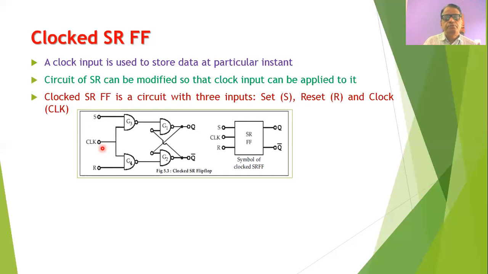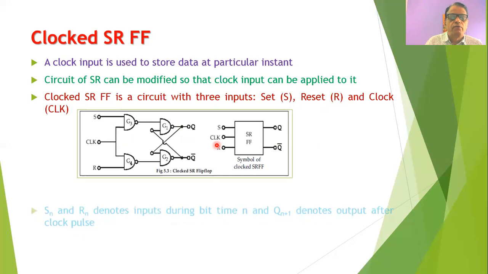So this is the circuit for the clocked SR flip-flop, where one can easily observe that the clock input is applied to the gates G3 and G4, while the set input is applied to the gate G3 and the reset input is applied to the gate G4. So whenever this clock is high, then only the gates G3 and G4 will be enabled. If this clock is equal to 0, then the gates G3 and G4 will not be enabled, and therefore in that case you cannot make use of the SR flip-flop to store 1 bit of information. So this is a symbol for the clocked SR flip-flop. One can easily observe that here the clock input is applied to the SR flip-flop.